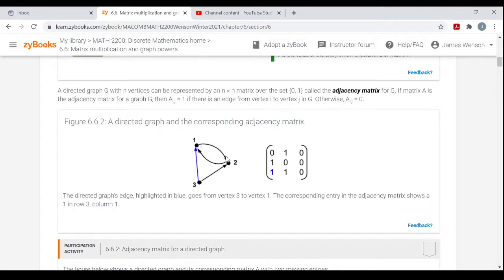Vertex 1 has an edge to vertex 2. So in row 1, column 2, there should be a 1. And finally, there's an edge from vertex 3 to vertex 2. So in the 3rd row, 2nd column of the adjacency matrix, there'll be a 1. And you're seeing that right here where my cursor is. Everywhere else there's a 0 because there aren't edges between those vertices in those directions. Now notice that if you count the number of 1s, that's how many edges there should be in the graph. So you see here there are 4 1s, and on the graph there are 4 edges.